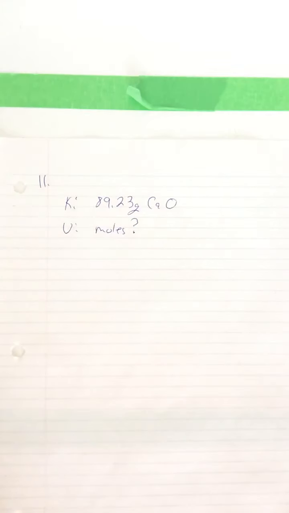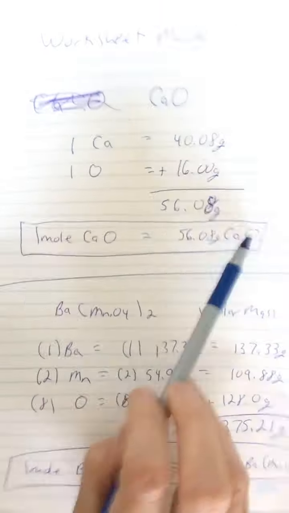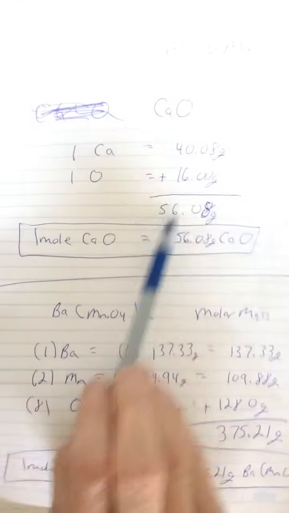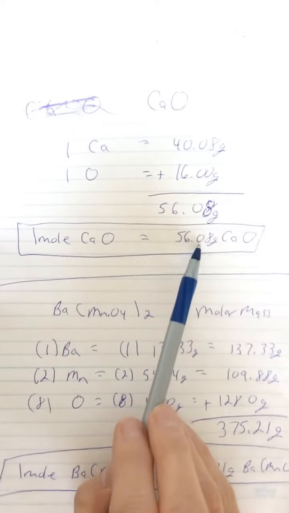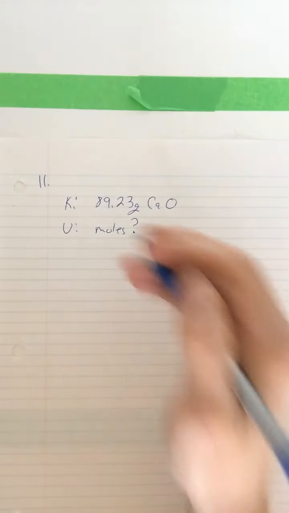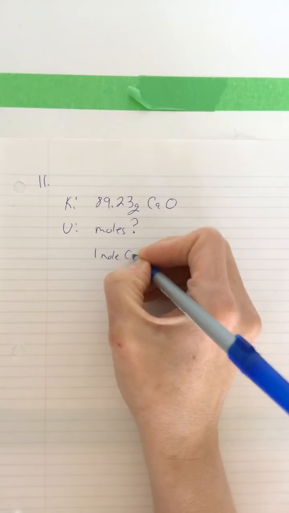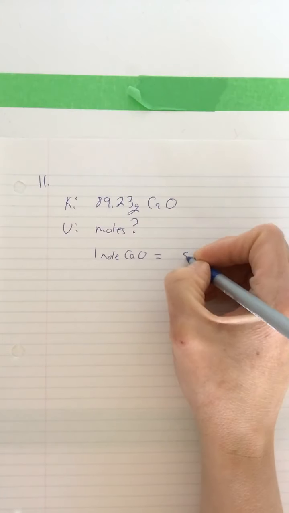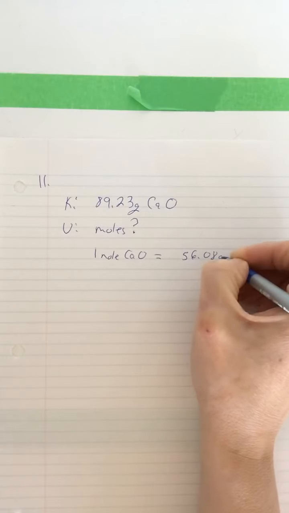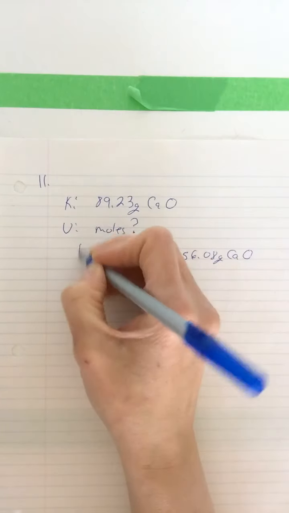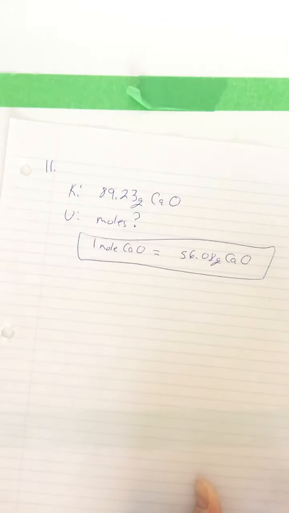Well, we found that on the last sheet. We found it right here. We already did the math, so we're going to use this. So I'm going to use this conversion factor that I found. 1 mole of CaO is equal to 56.08 grams of CaO. That's my conversion factor.